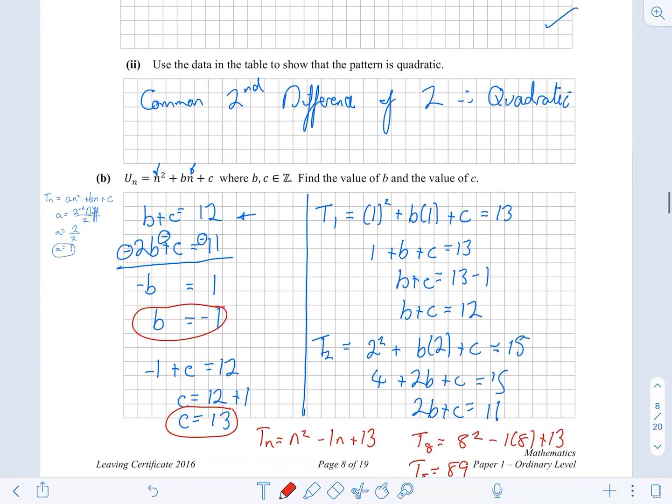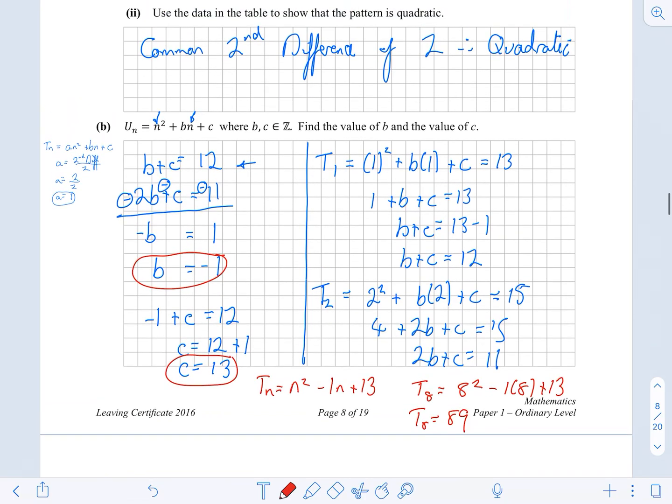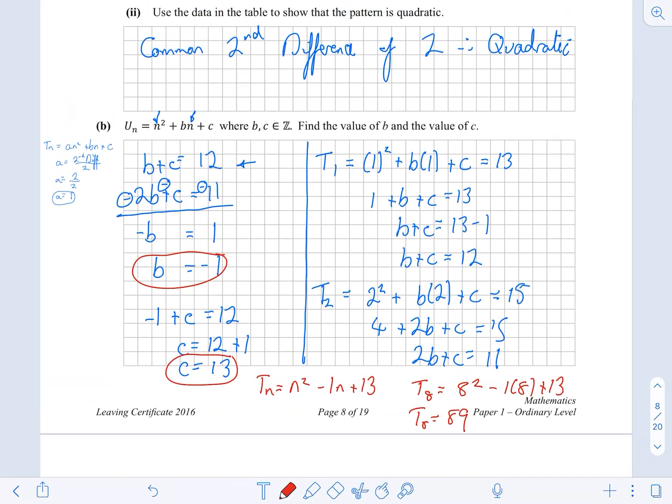What do we have here? We had 69. 8 squared minus 8 plus 13 equals 69. Yeah, we're good. Sorry, I miscalculated. So yeah, we're perfect.